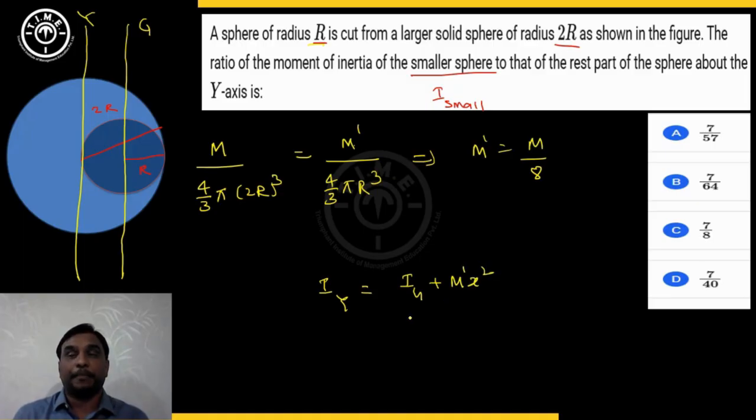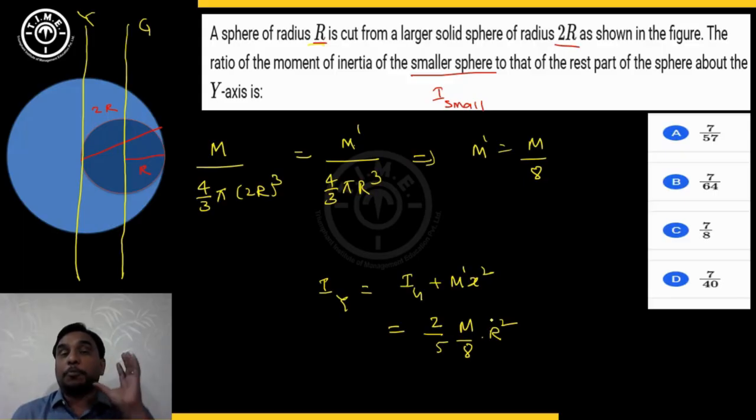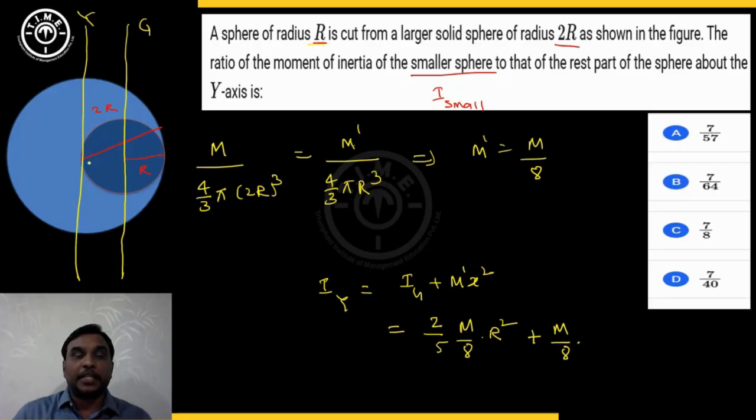Let me calculate that. About its own axis, Ig, diameter, is 2 by 5 m prime r square. M prime is m by 8, radius is r. This is the moment of inertia of the cut portion, I mean the dark blue portion whose radius is r, plus m prime. M prime is the mass of the smaller sphere, that is m by 8, into the square of the distance between these two axes. How much? It is r.